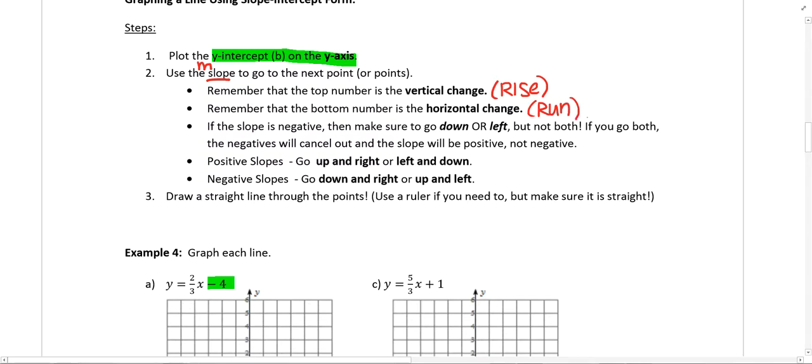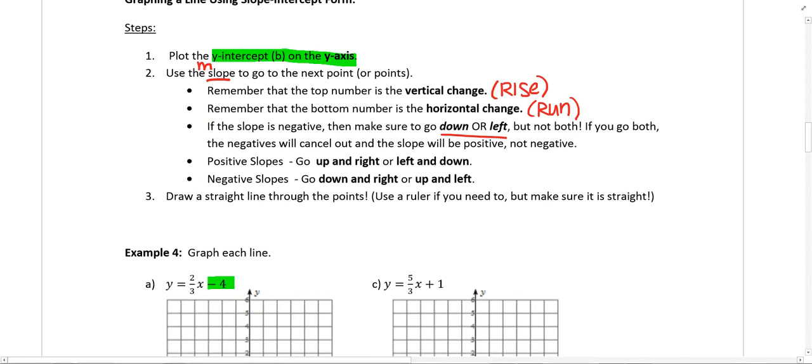If the slope is negative, make sure to go left or down. But if you go both, the negatives will cancel out and the slope will turn out to be positive again, not negative. So if you want a negative slope, go down or left, but do not go both.